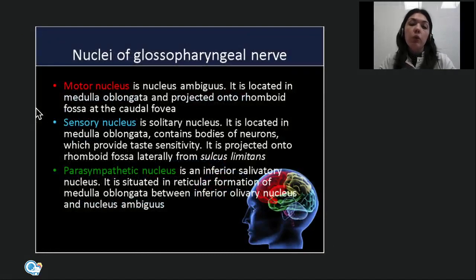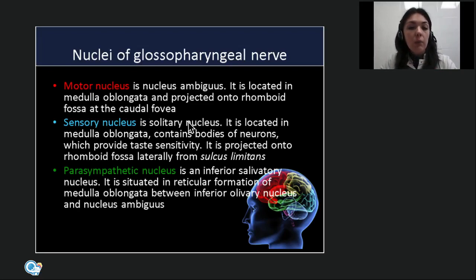Okay, so the nuclei of the glossopharyngeal nerve are the following. First, the motor nucleus is the nucleus ambiguus. It is located in the medulla oblongata, and it is projected onto the rhomboid fossa at the caudal fovea. So ambiguous, you remember, is like a double nucleus, yes, and it belongs at the same time to the glossopharyngeal and to the vagus nerve. And the sensory nucleus is the solitary tract nucleus.